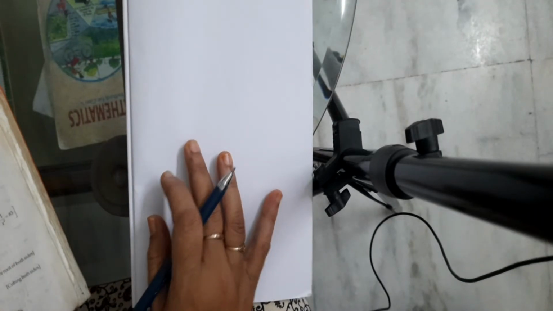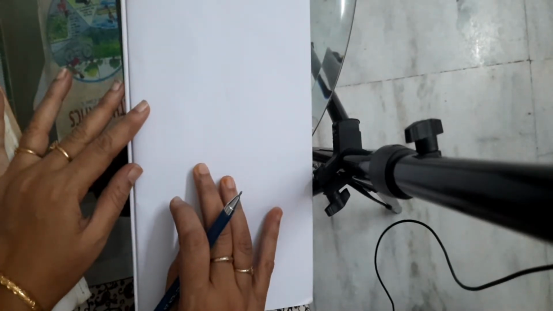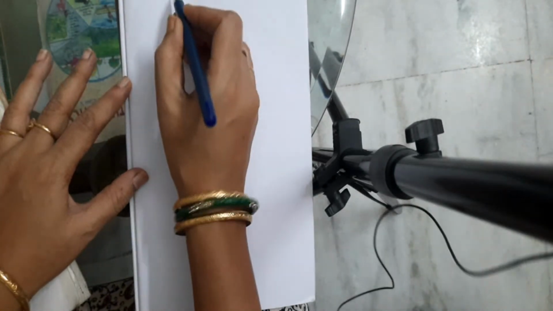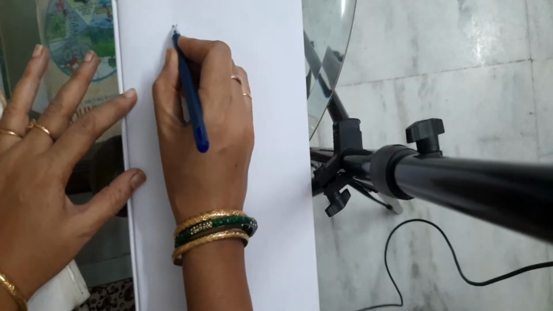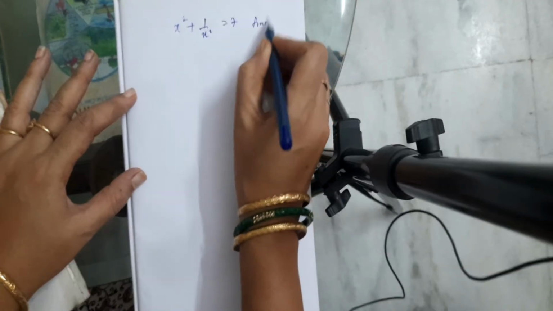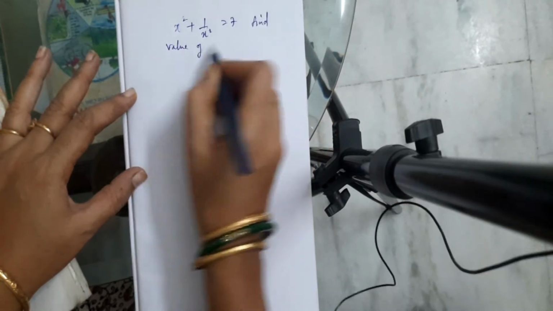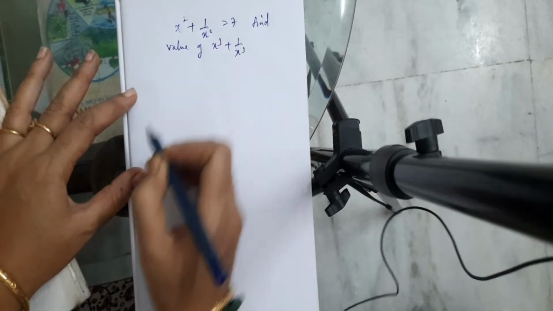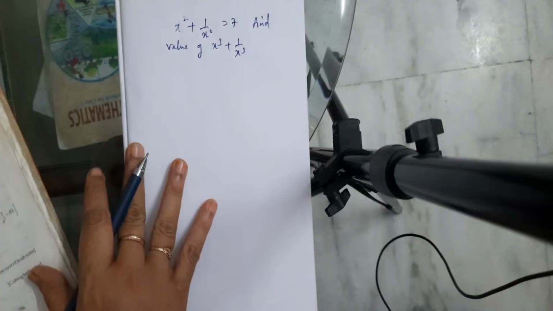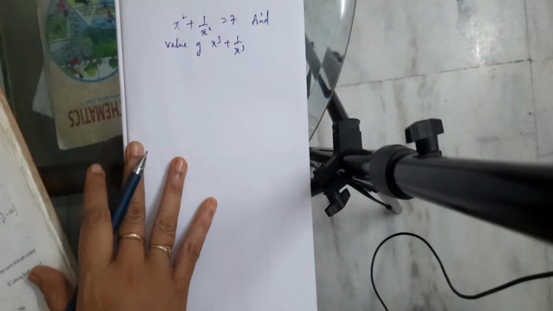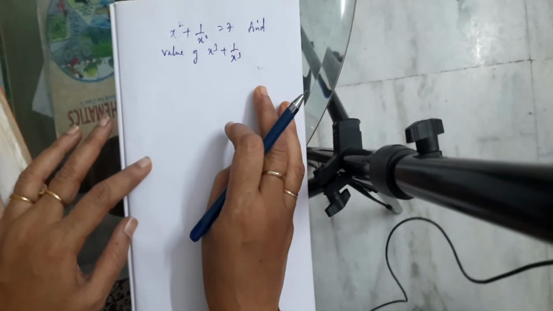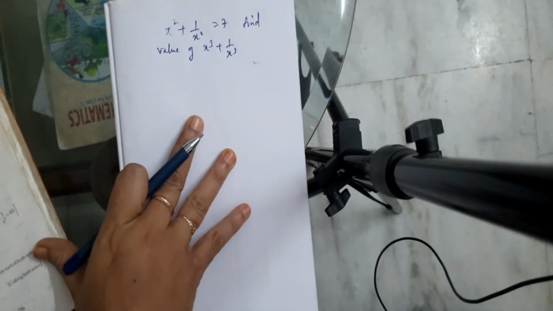Out of polynomials, they can ask a question like, find the value of x. If the question is in this way: x square plus 1 upon x square is given as 7, find the value of x cube plus 1 upon x cube. These are important questions from the chapter polynomial. This kind of question will be of 2 marks.